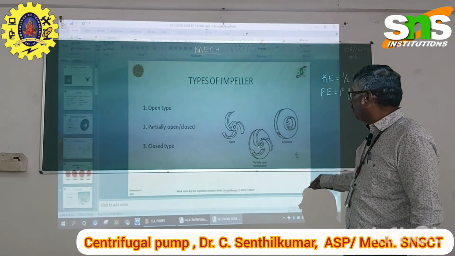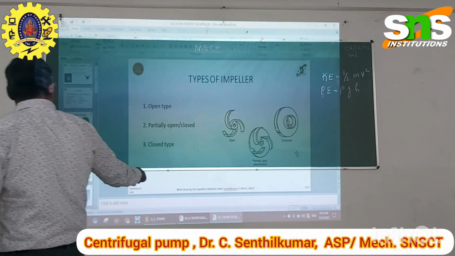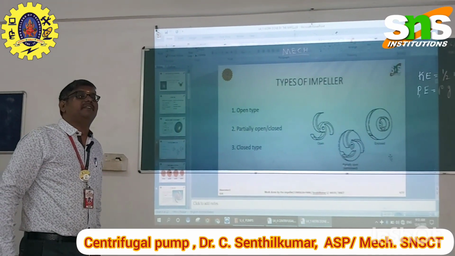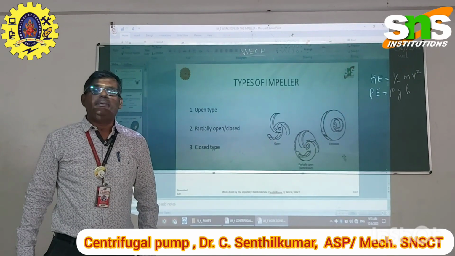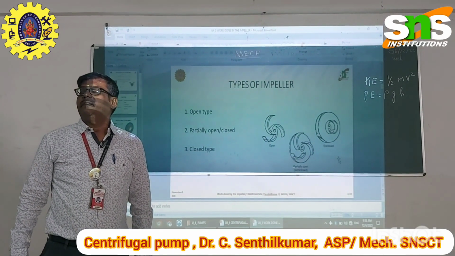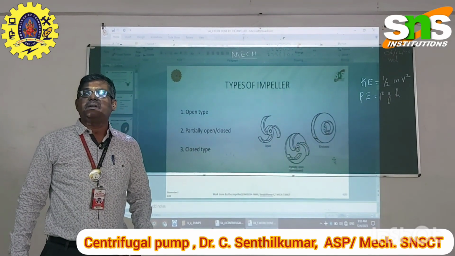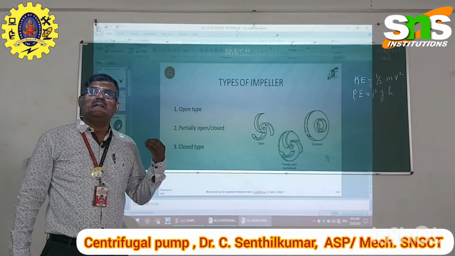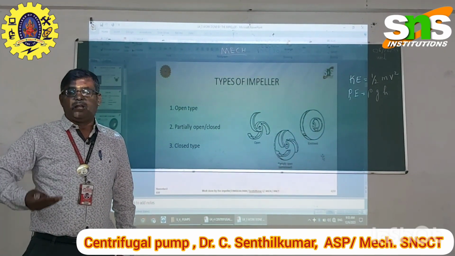So this is partially closed, that is, opened, partially opened or closed. That is completely closed. The third one is the closed one. These impellers are designed based on the pump requirement. The pump requirement is not an easy task to design. Based on the requirement, based on the customer end, based on design thinking, they will collect feedback from the people. Based on the requirement, they will ask.